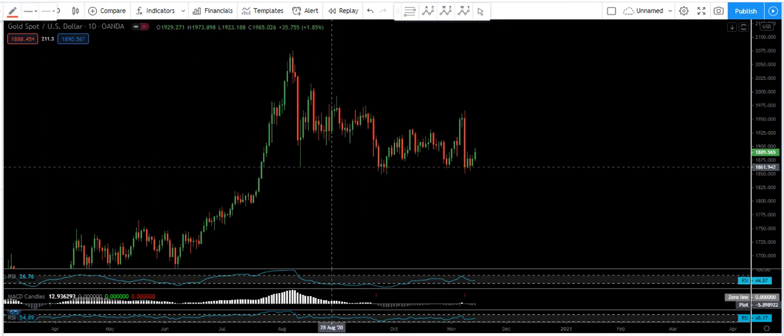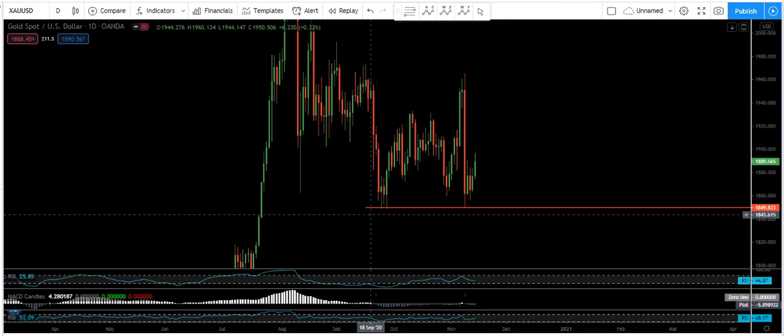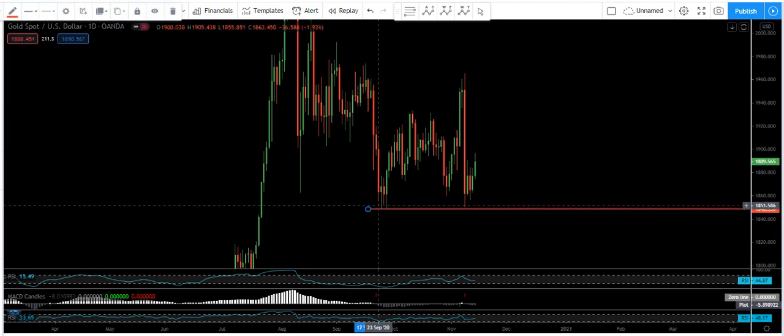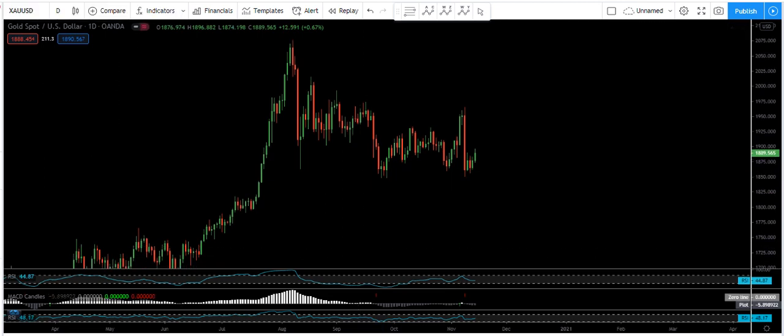If we check here, we see the price almost near to the lowest price in relation to this. Haven't tagged, but it's almost there. And we want to see how we can look into this correction.